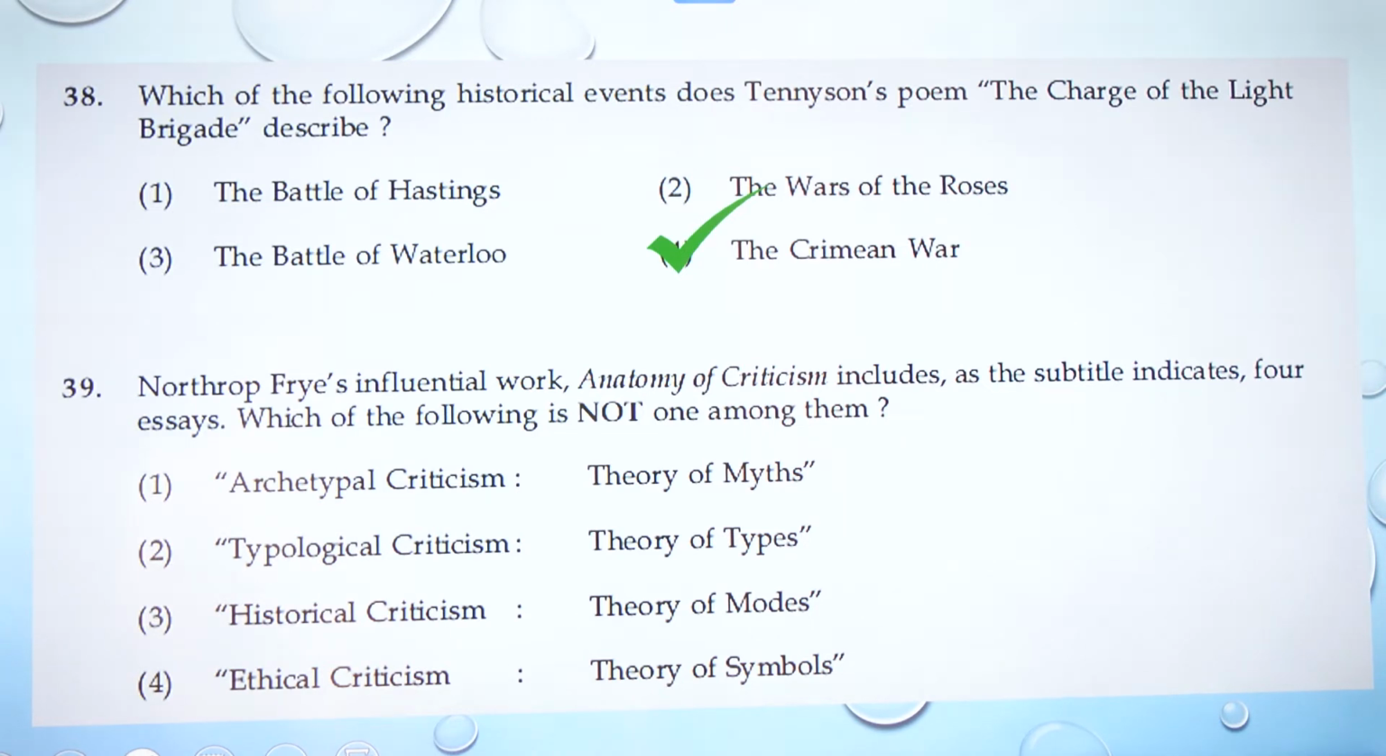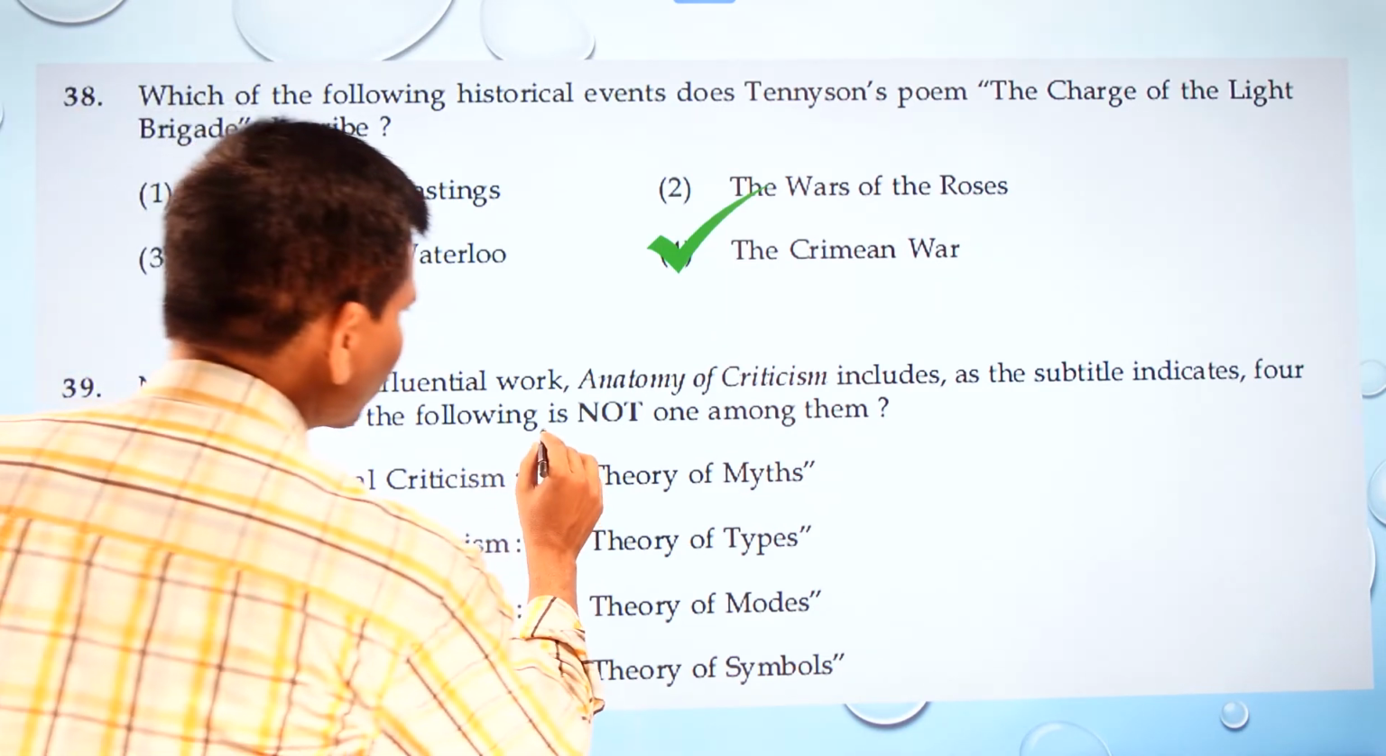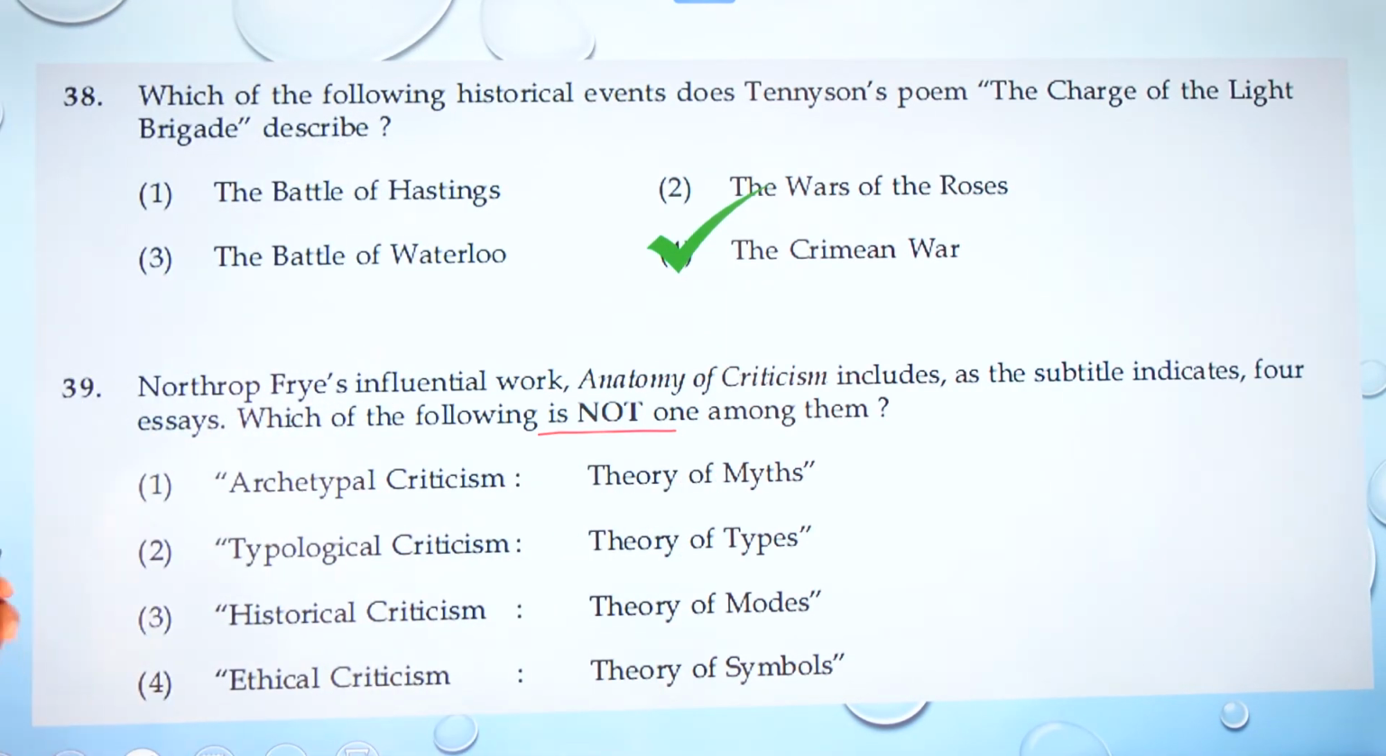39. Northrop Frye's influential work Anatomy of Criticism includes, as the subtitle indicates, 4 essays. Which of the following is not among them? Now you have to just recognize which of the following essays is not part of this work. 1. Archetypal criticism, theory of myths. 2. Typological criticism, theory of types. 3. Historical criticism, theory of modes. And 4. Ethical criticism, theory of symbols.